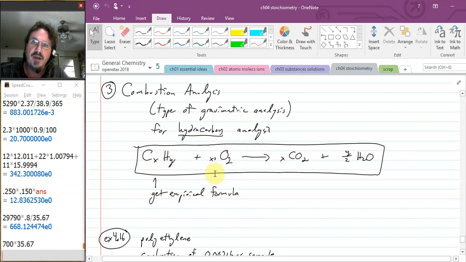This is a combustion reaction. We've talked about that before. Remember, a combustion reaction was actually a type of redox. I always get the same results when I do a combustion reaction on an organic fuel like this: I get carbon dioxide and water.